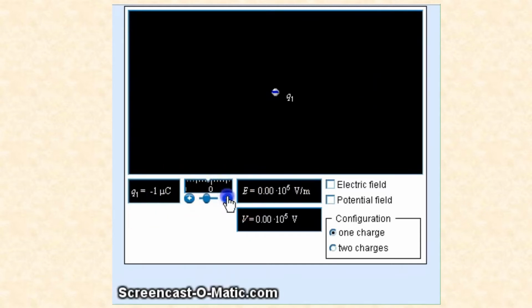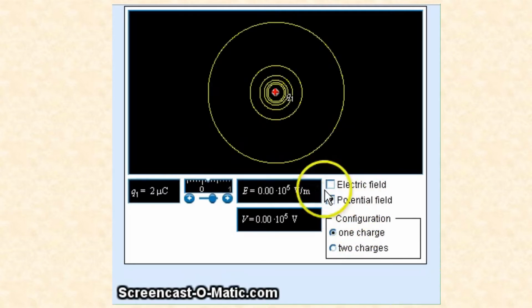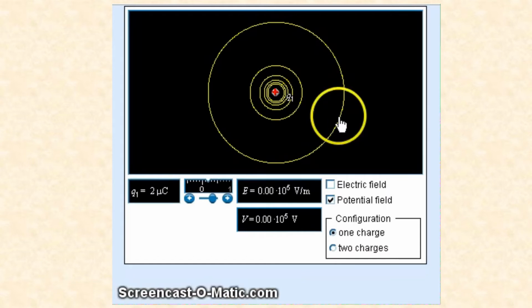So let's again take a look at a positive point charge. And what I'd like to do is to check the potential field box. These yellow concentric circles that you see represent equipotential surfaces for that point charge. I want you to notice that as I move my hand right along an equipotential surface, if you look at the electric potential box, you'll see that it is constant in magnitude. That is, its value does not change.